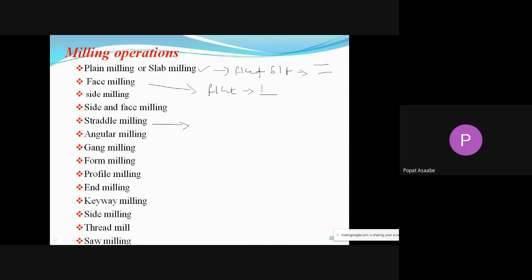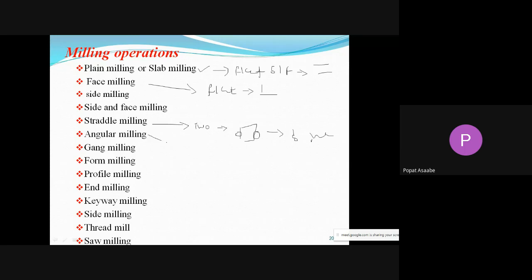Then we have seen straddle milling. What is meant by straddle milling? In simple terms, in straddle milling we use two milling cutters on both sides. Two milling cutters are mounted on the arbor, and they carry out the machining operation on both sides of your workpiece. Simple. And straddle milling, we know, is used to produce square and hexagonal shapes.